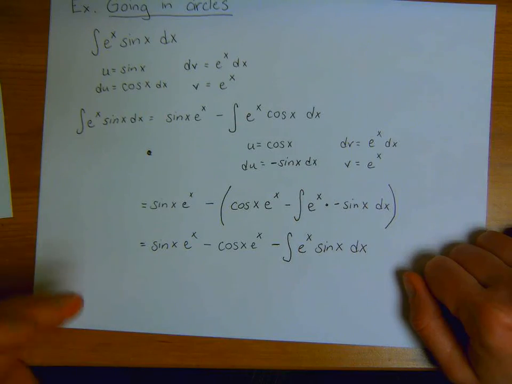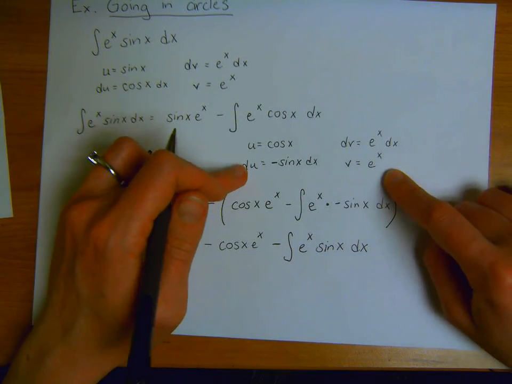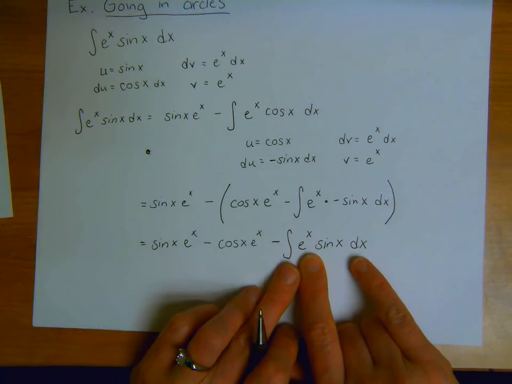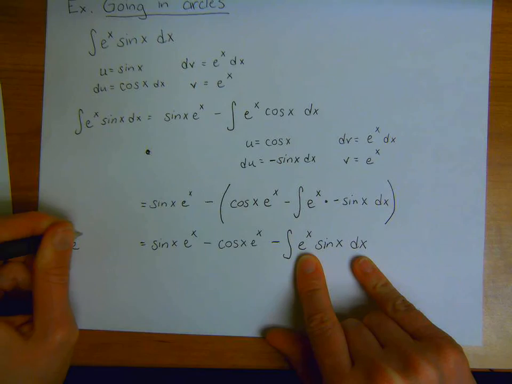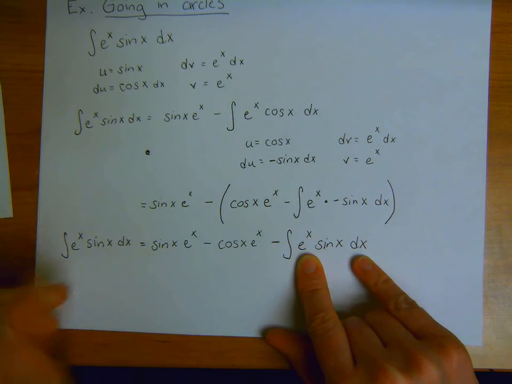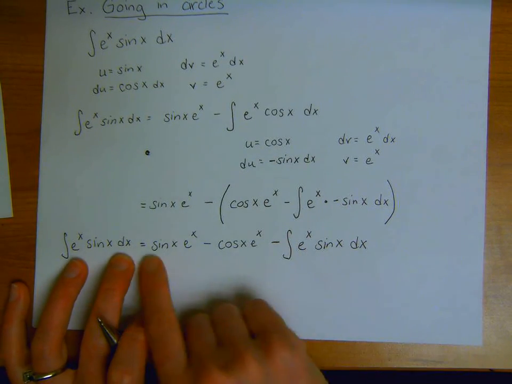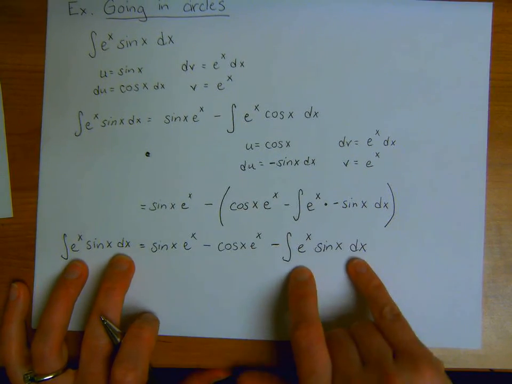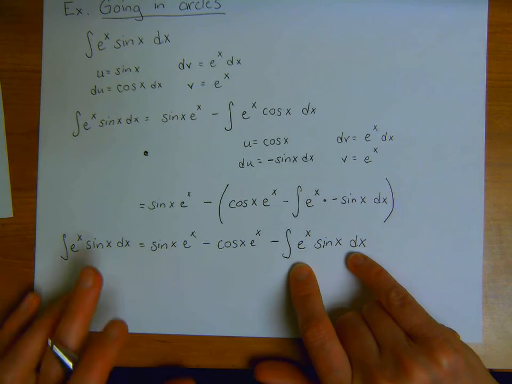Wait a second. We just did integration by parts twice, and we got back to an integral that was what we started with. How is this even a possible successful method, right? Because what we want to do is find the integral of e to the x sine x, and we got that it's this messy stuff minus the integral back again. We're going to do some clever algebra here.